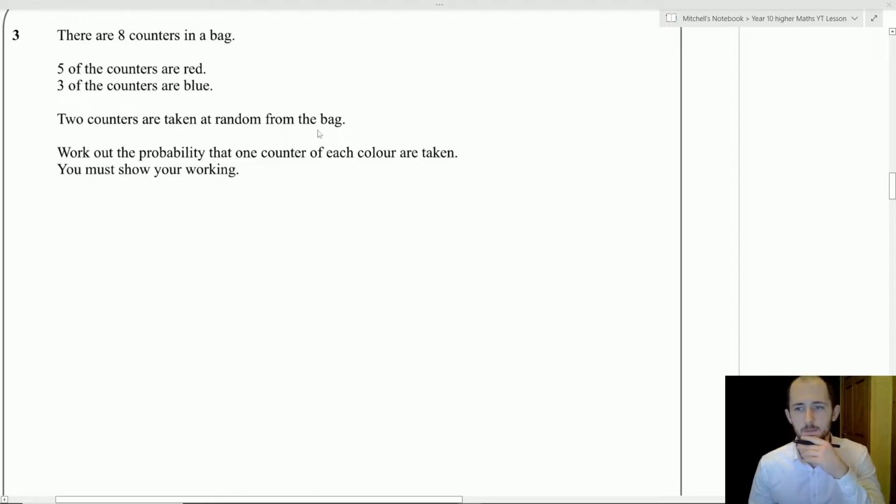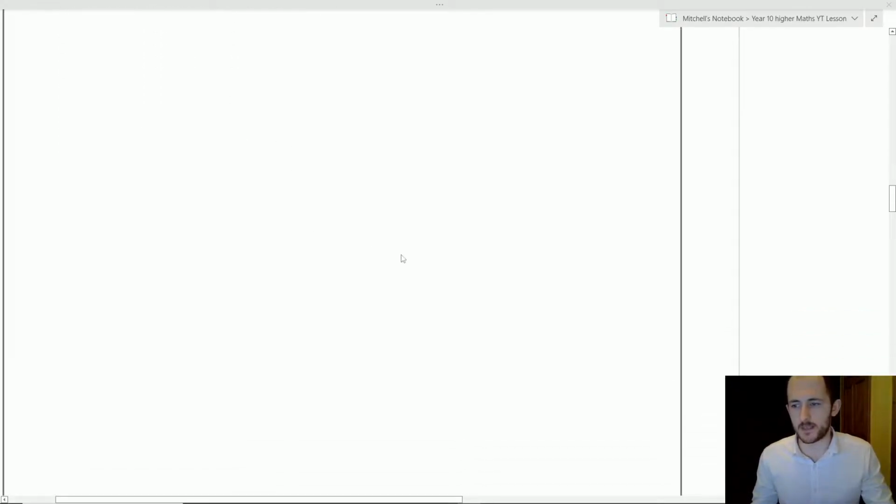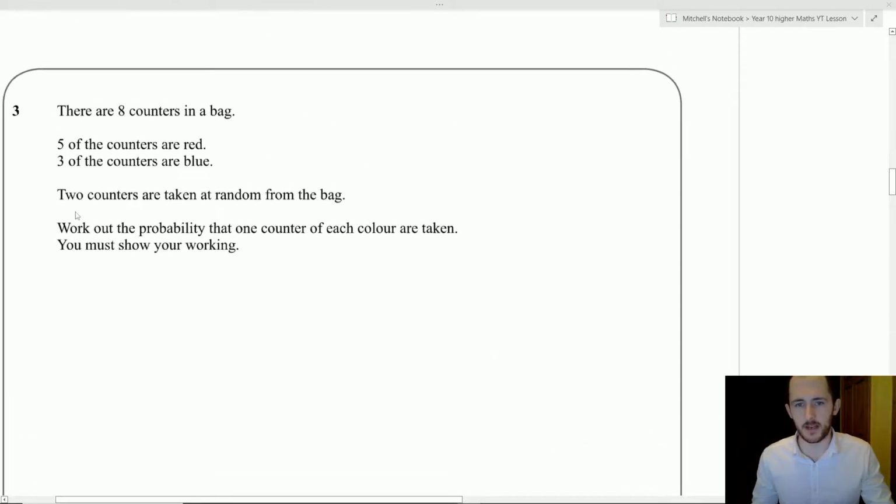So again, this one, you may have noticed in the previous questions, it holds your hand a little bit, right? It takes you through it. But this one is just a 4-mark question, straight away. You have 5 red, 3 blue counters. 2 counters are taken at random. Work out the probability that one of each colour is taken. 2 ways to do this. Okay. The first way is to do what was given in the previous question and draw a probability tree. The other way is I like to draw a little diagram.